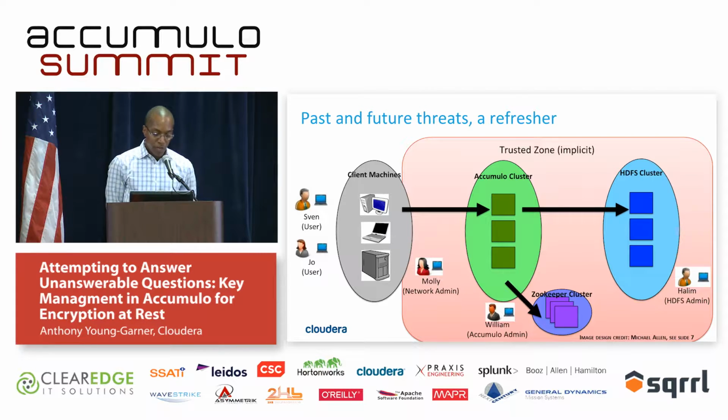So we have our users, Sven and Joe, who are acting as clients to the Accumulo cluster, storing data in Accumulo, and they expect that, as the people inserting and retrieving the data, that data is private between those two clients. However, there's an implicit zone of trust inside of our Accumulo cluster such that network administrators like Molly or HDFS administrators like Halim might also be able to read the data that Sven and Joe are placing in the Accumulo cluster. Molly might see it as it traverses the network, and Halim might see it as it rests on the actual HDFS data nodes.